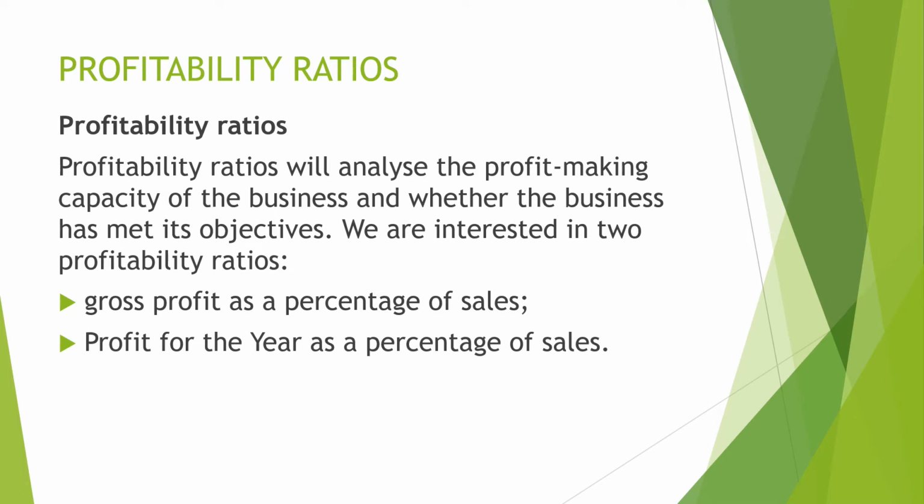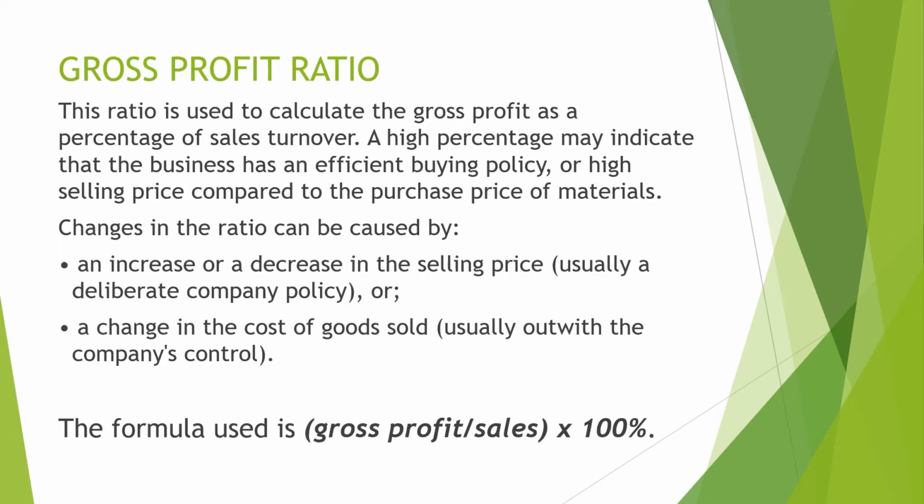So first and foremost, profitability ratios. Profitability ratios are just exactly what they say. They're going to analyse the profit-making capacity of the business and whether it's met its objectives. So we're looking at 2 different profitability ratios here. We're looking at gross profit ratio, which is gross profit as a percentage of sales, and we're looking at the profit for the year ratio, which is the profit for the year as a percentage of sales.